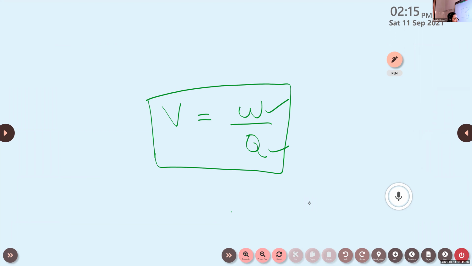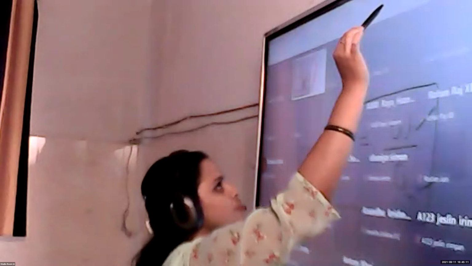Then the next question is to Gautam. What is the SI unit of potential difference? Gautam, are you here? No. Kshetra, SI unit of potential difference. I think he has faced some network issues. Sean, same question to Sean. Volt. Very good.